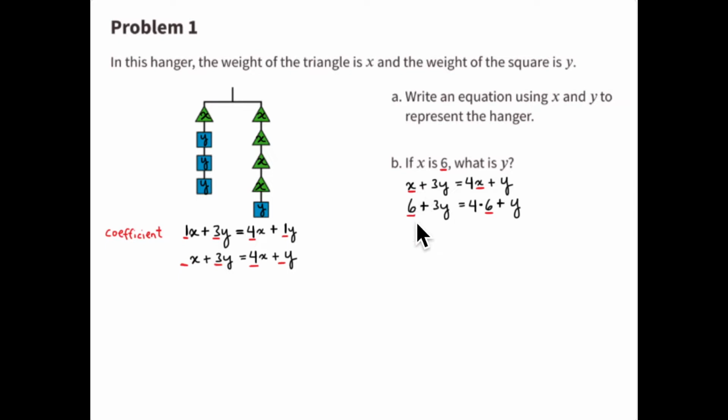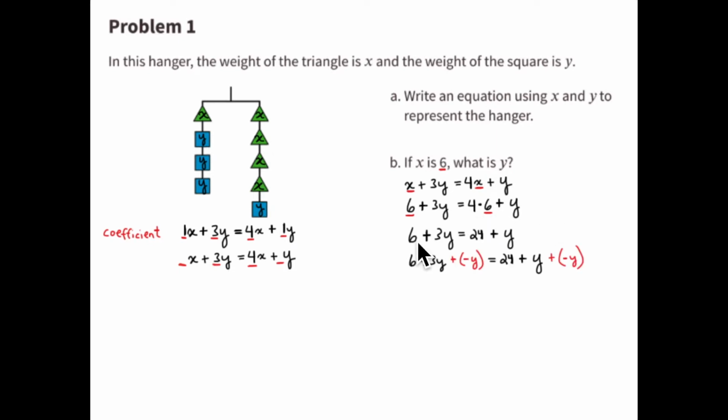So we have 1x, that's 6, and we have 4 x's. So that's 4 of these 6's. So 4 times 6 is 24. So now we have 6 plus 3y equals 24, because that's 4 of the x's, or 4 times 6 is 24, plus 1y.